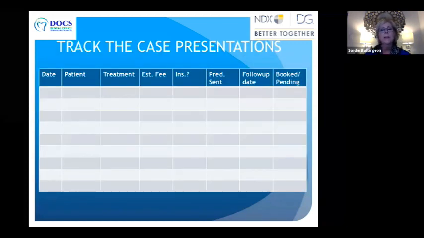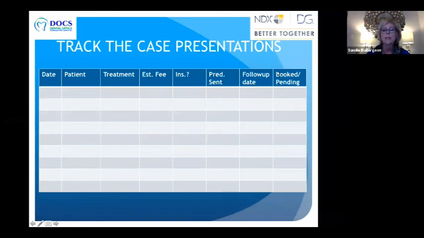And then to track your case presentations. Now in your handout tonight, I have included an Excel spreadsheet that will help you to track your case presentations. And the important thing, of course, is the date, the patient's name, the treatment, what's the estimated fee in dollar value? Do they have insurance? If so, how much is the insurance company assisting the patient with? Was the predetermination sent? So then you know when to follow it up. Is it booked or pending?